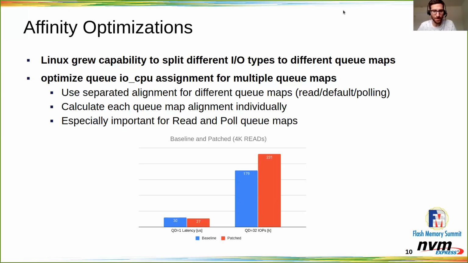We did a micro benchmark to test the improvement. In the benchmark, we tested QD1, 4K canonical latency for read. Then we used a single threaded workload that has a QD of 32, again 4K reads. At QD1, we got a 10% improvement, which is great. And at QD 32, we achieved more, from 179K IOPS to 231K. That happens out of the box, so that was definitely a nice improvement.